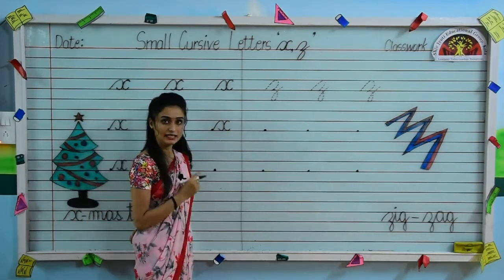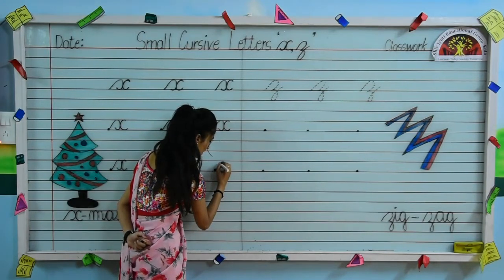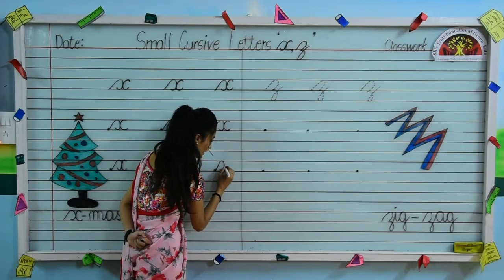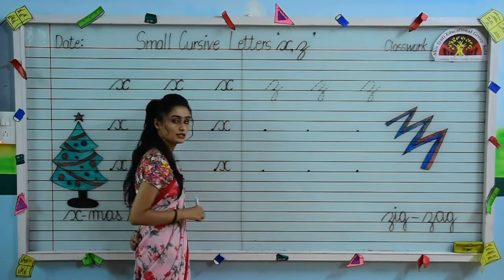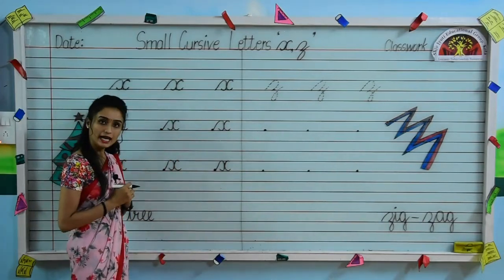For the last time kids, look over here. From the third line, we will make a slanting line, then we will make a curve between the second and the third line, go back, again make a curve between the second and the third line like this in the opposite direction. So this way you can make your small cursive letter X.